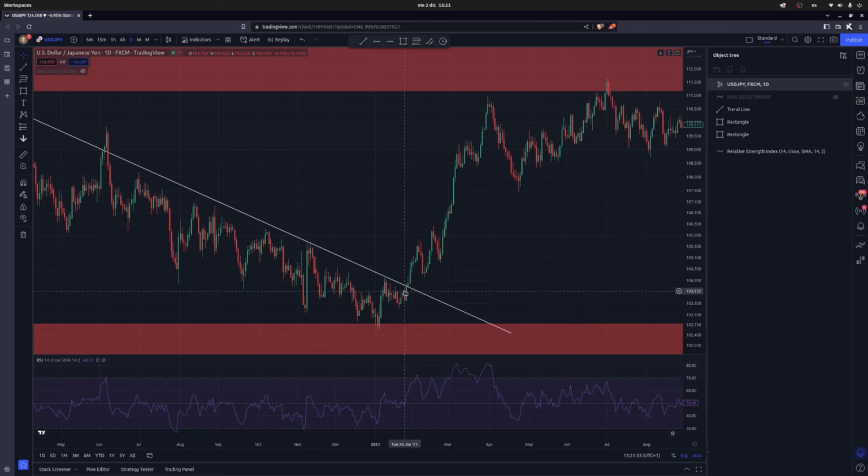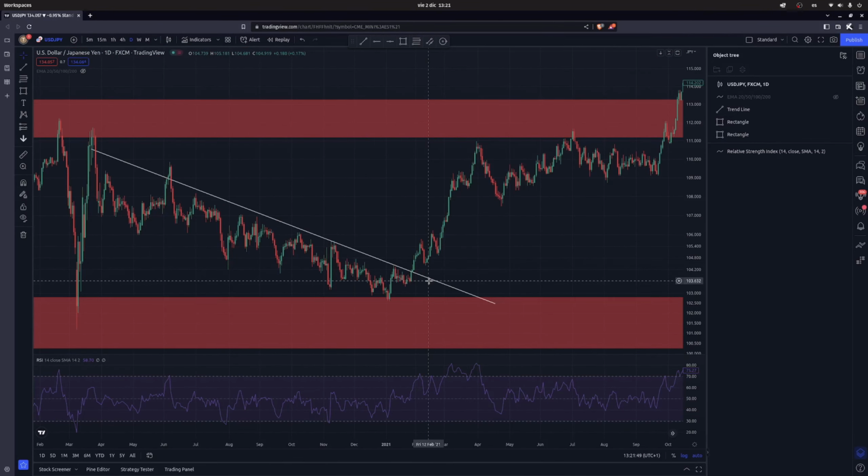And we had a structure break once we broke out and made a new higher high and a higher low. So that's a first sign. We got rejection from the support, broke through the resistance trend line of this descending triangle, made a higher high, pulled back down, made a higher low, and got back up to make a new higher high, right? So this is a very bullish sign.